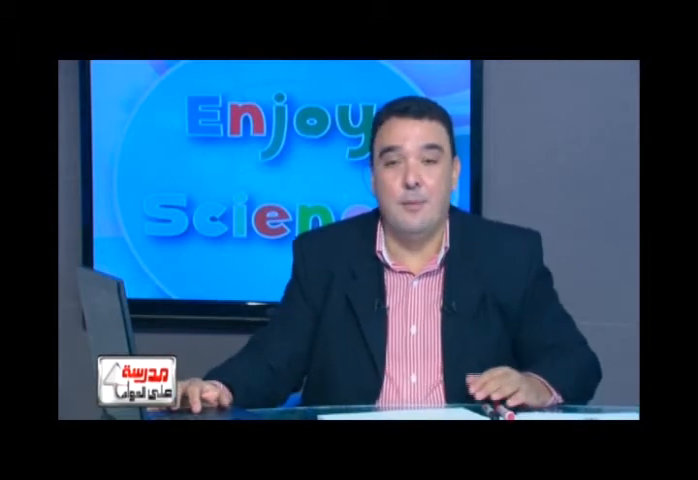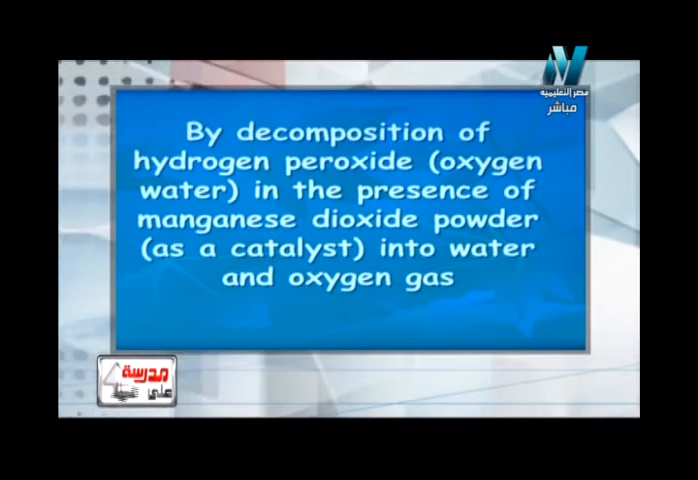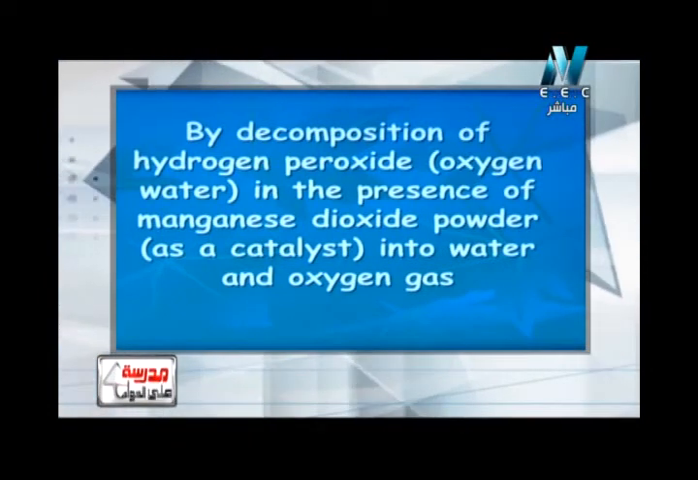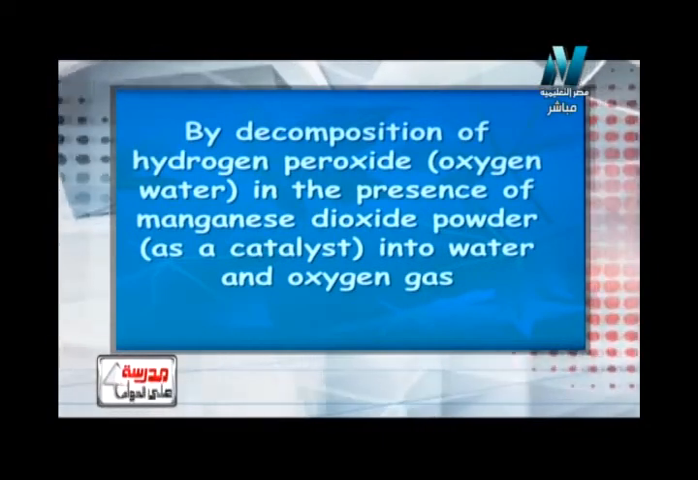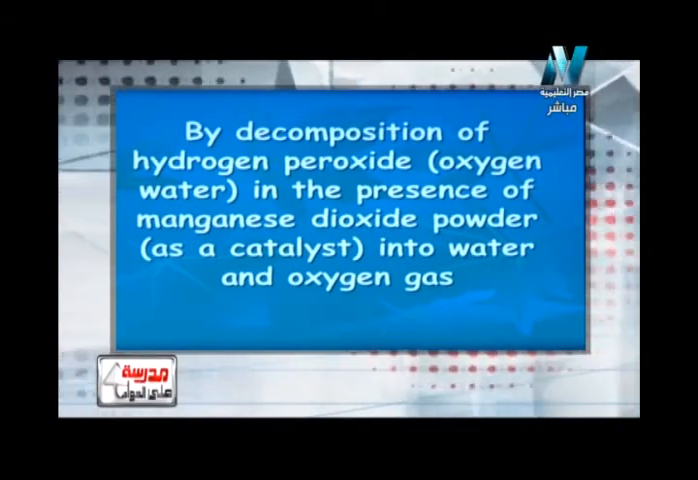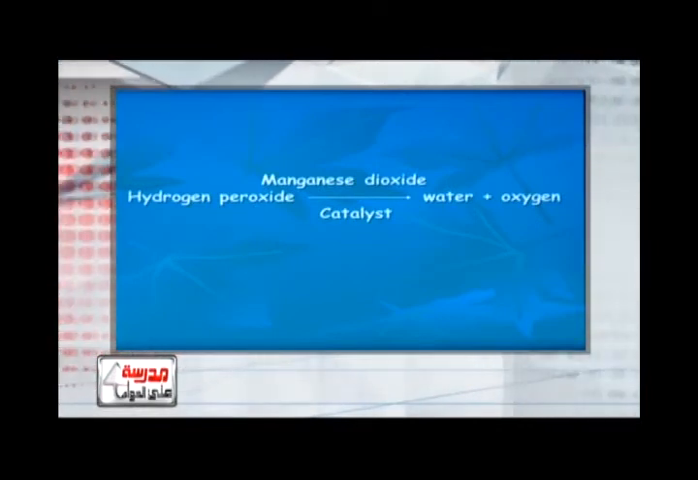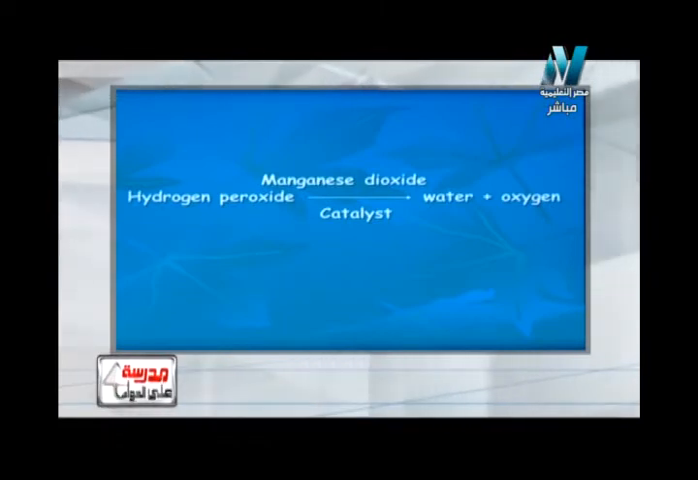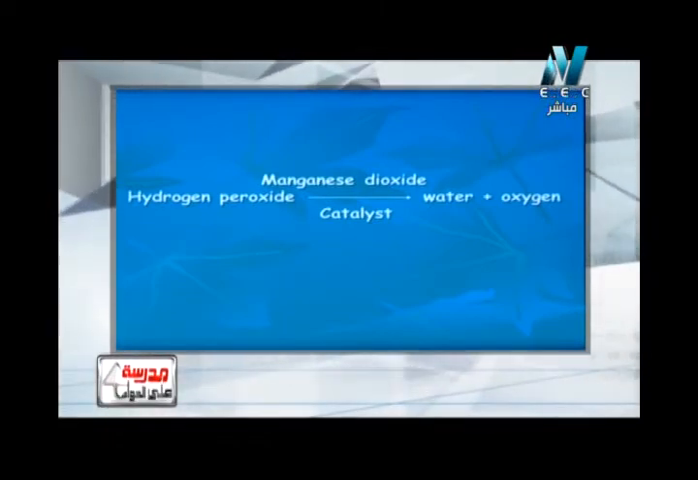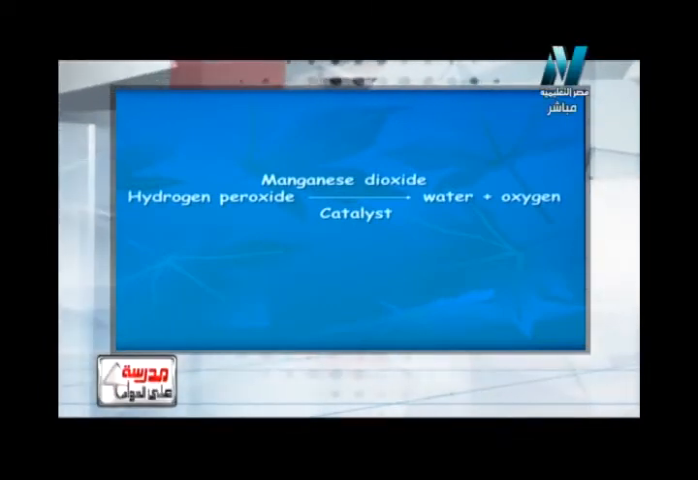So I can say that by decomposition of hydrogen peroxide, oxygen water, in the presence of manganese dioxide powder, between brackets as a catalyst. ليه هنا حطيت بين قوسين كلمة catalyst؟ لأن هو فعلا دوره عامل حفاز. Into what? Into water and oxygen gas. So I can write an equation for that. ممكن أكتب معادلة اللي حصل. Hydrogen peroxide، مادة اسمها hydrogen peroxide أو مية الأكسجين، it will decompose، هتتحلل، in the presence of في وجود مين؟ في وجود مادة اسمها manganese dioxide powder اللي هي دورها هنا في التفاعل كأنها catalyst.